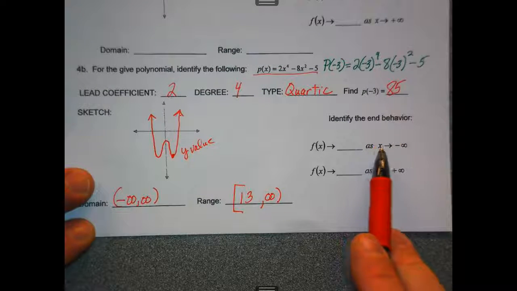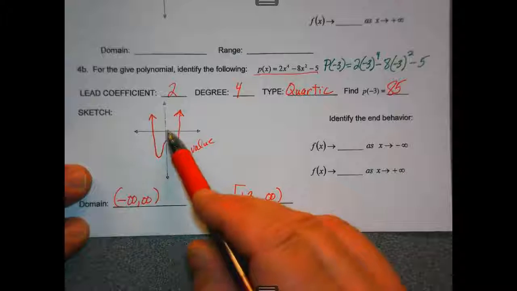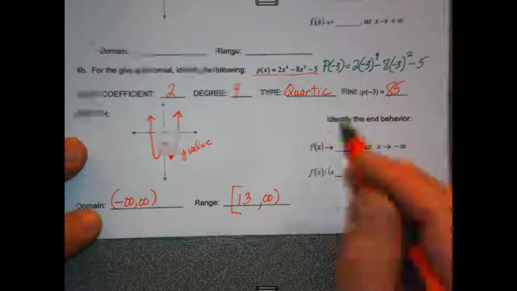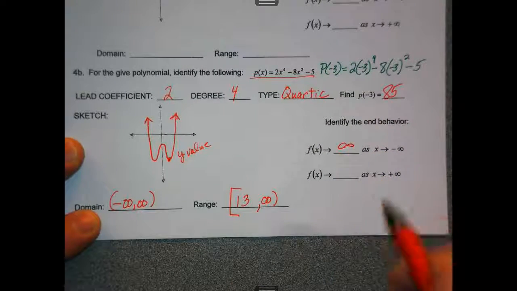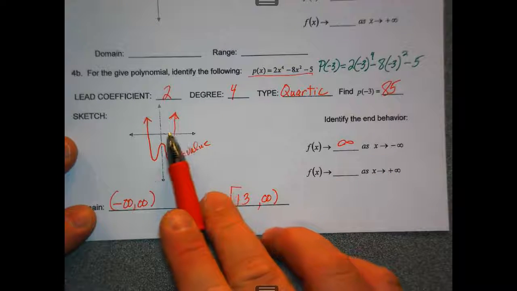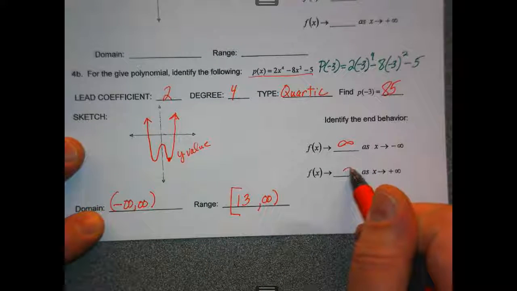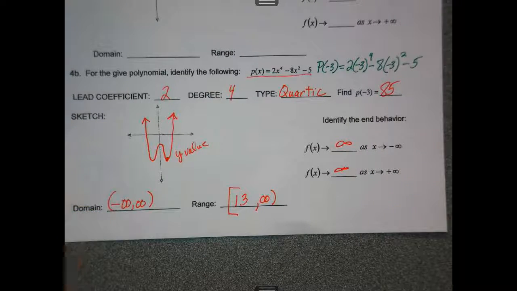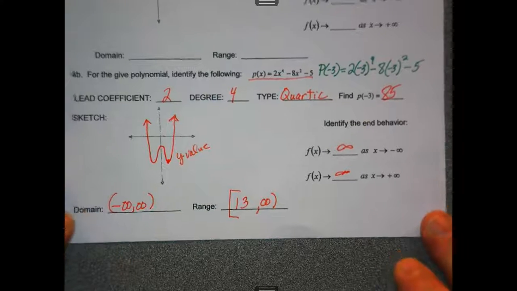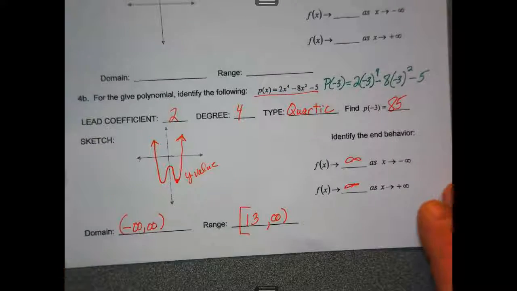Okay, as my x goes to the left, what happens to the y of the graph? Goes to positive infinity. My x goes to the right. What happens to my y on the graph? Again, it goes to positive infinity. Questions?